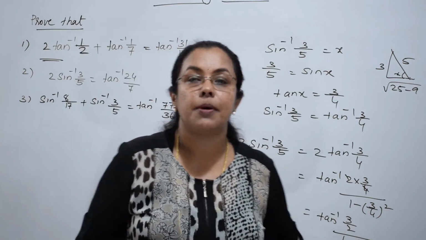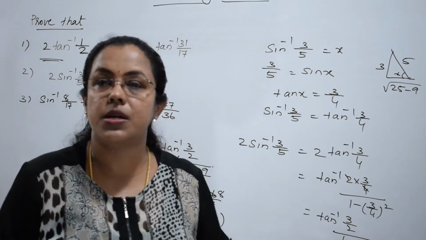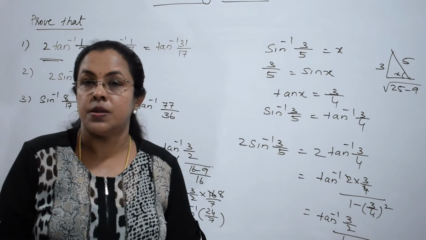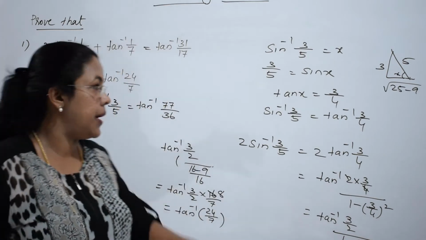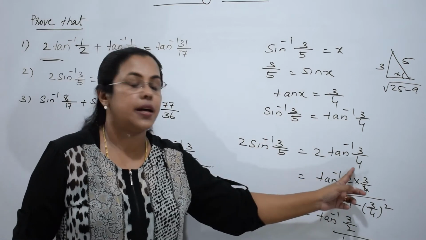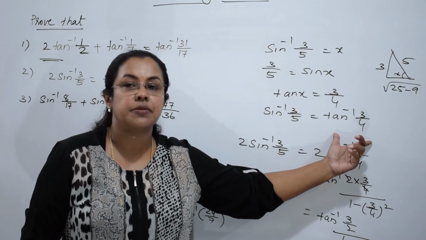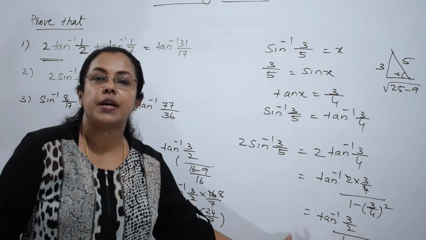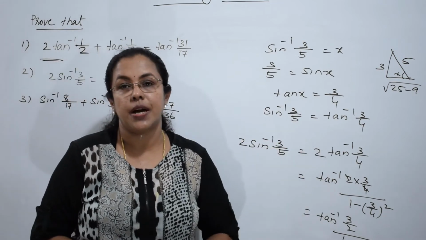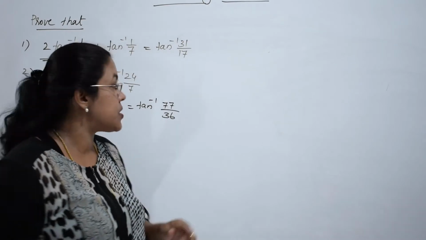First thing you should remember is we have no property related to 2 sine inverse x. So convert sine inverse in terms of tan inverse. If you know the Pythagorean triplet, instead of writing all these steps, you can write the answer directly. Sine inverse 3 by 5 is the same as tan inverse 3 by 4. Then we can apply it directly using the property of 2 tan inverse x. Hope it is clear to you. Okay, now look at the next question.